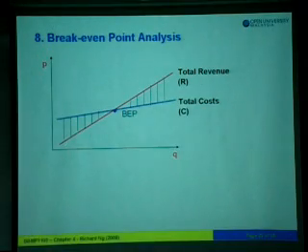Revenue of a company or production or manufacturer is denoted by the line in red. So when the quantity sold is 0, the revenue will be 0. As the quantity increases, the revenue will also increase. From here, the total amount of revenue will increase.